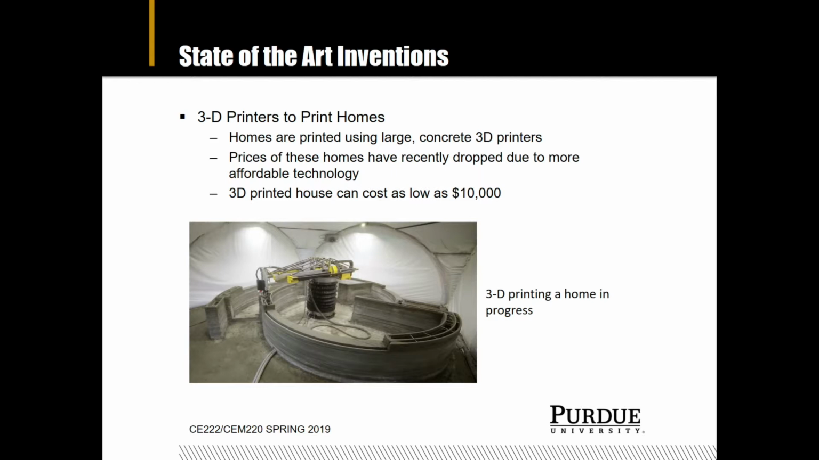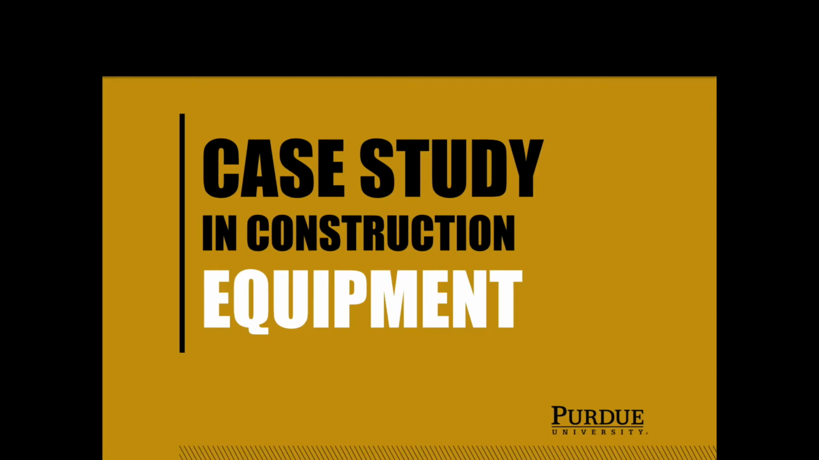Here we have a 3D printer to print homes, and this invention allows homes to be printed using large concrete 3D printers. The prices of these homes have recently dropped due to more affordable technology, and it's starting to make an impact in the housing market in the United States. The 3D printed homes can cost as low as $10,000, and in the image you can see a 3D printing a home in progress.